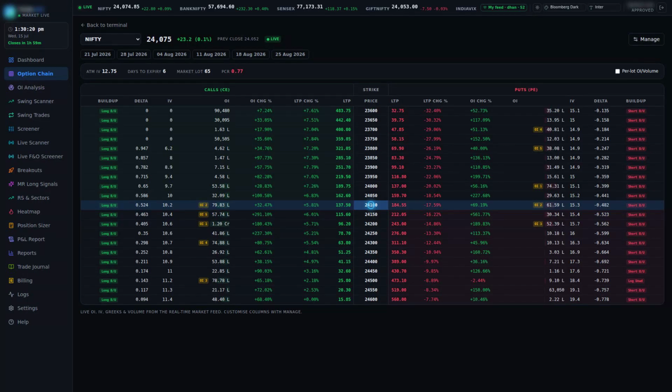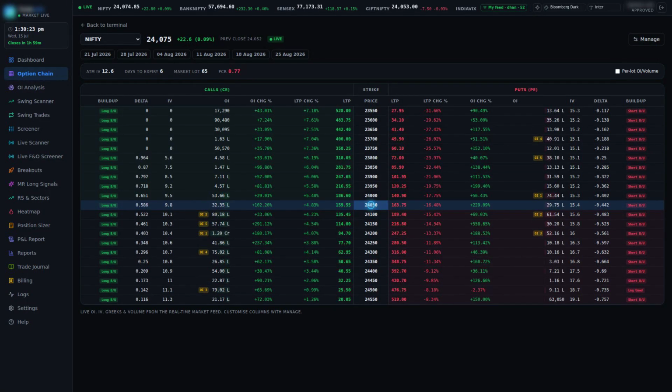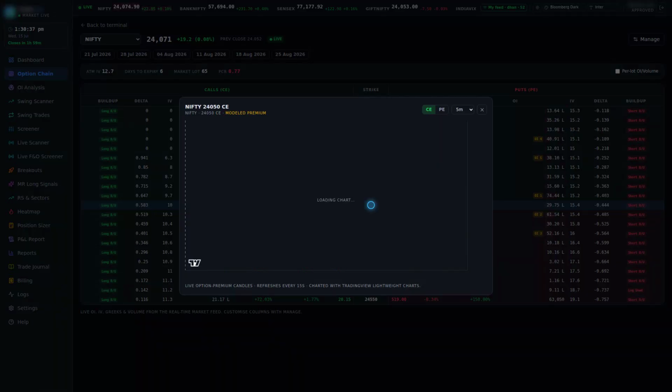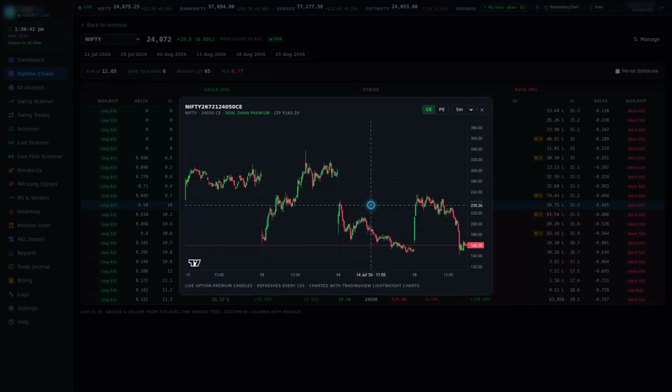Here is the part most chains don't give you. Every single strike is clickable. I'll click the at-the-money strike, and a live chart of that exact option opens right here on the same screen. You never leave the chain. And this is not the index chart. This is the real, tick-by-tick premium of this one contract. Because what you actually trade is the option, not the index, so this is the price that truly decides your profit and loss.